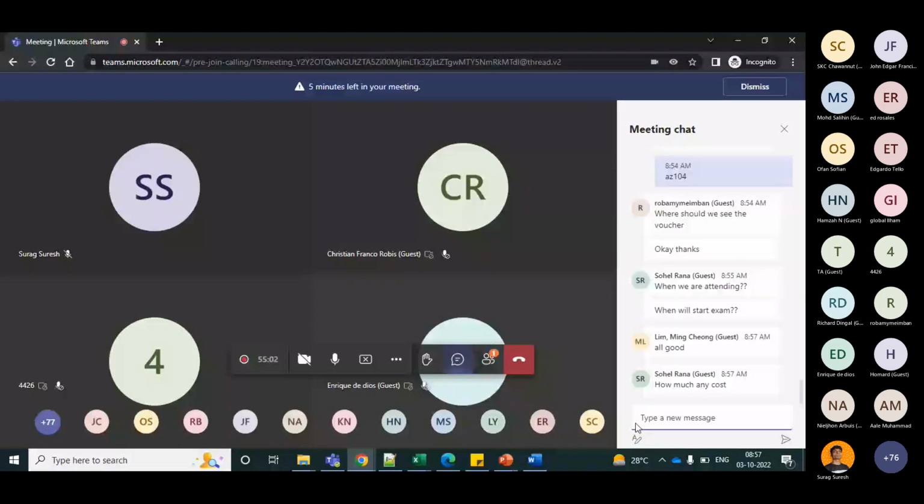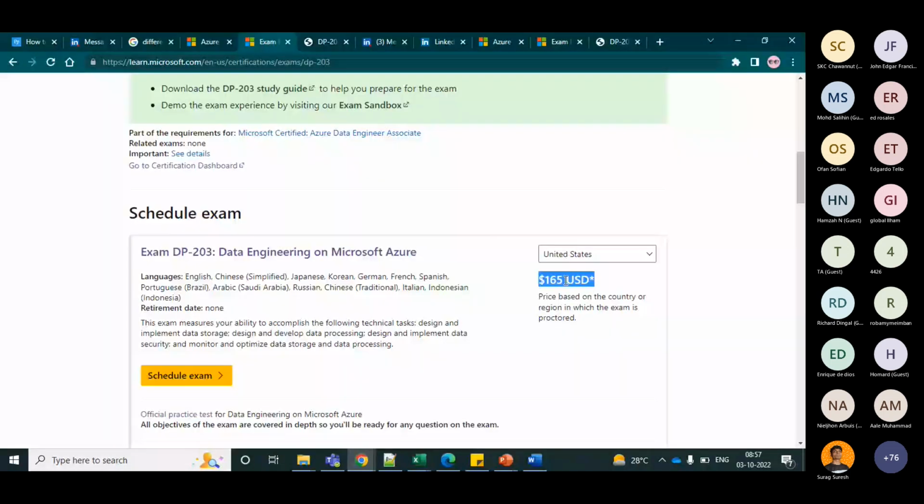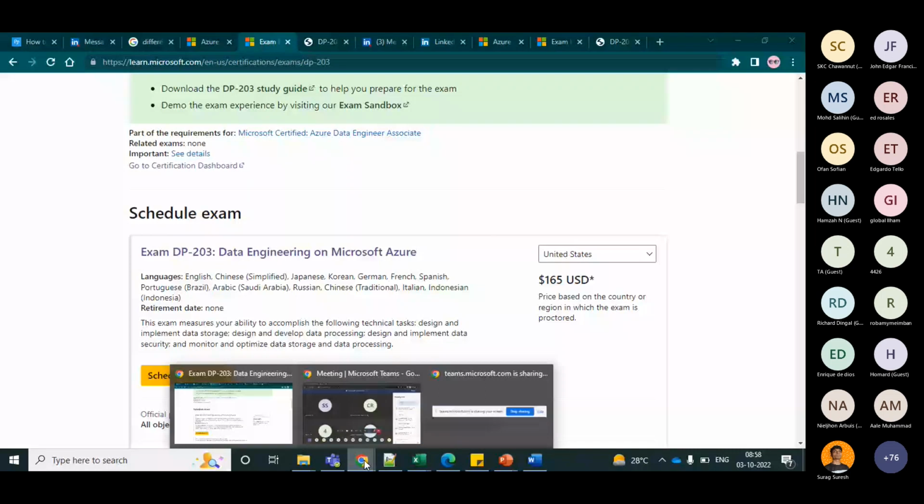How much is the cost? It depends on which country you are in, so generally it is going to vary. This is $165. It is going to vary as per your location, so you can choose your location and you can see the cost. For DP203 I'm talking about, it's $165.